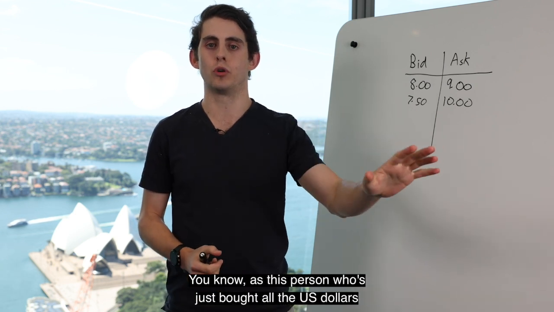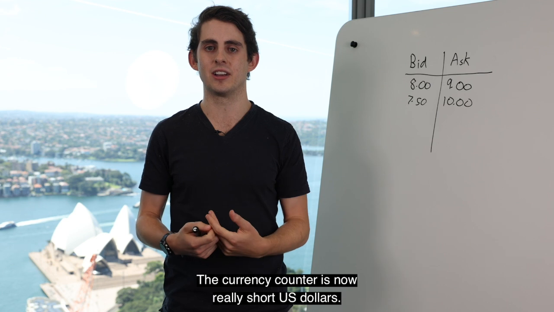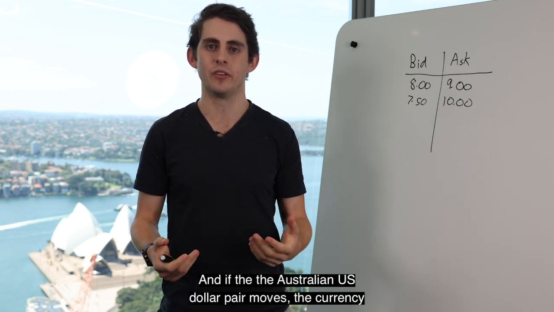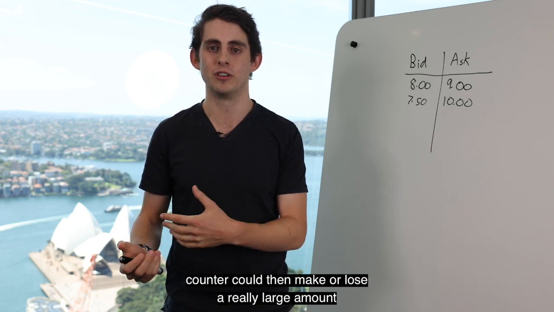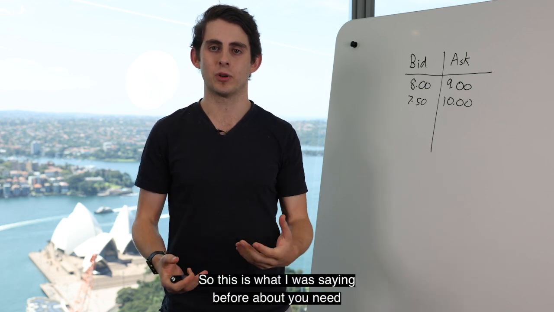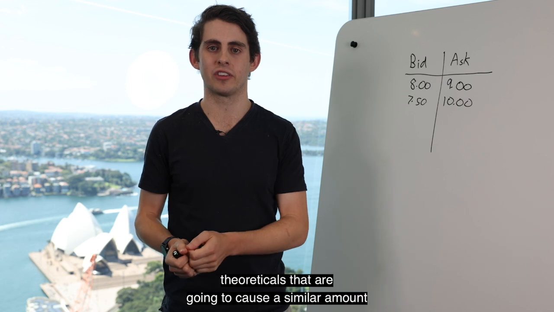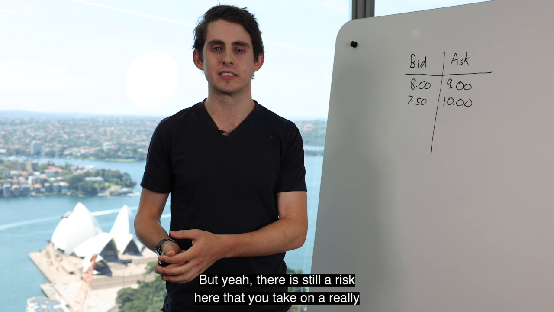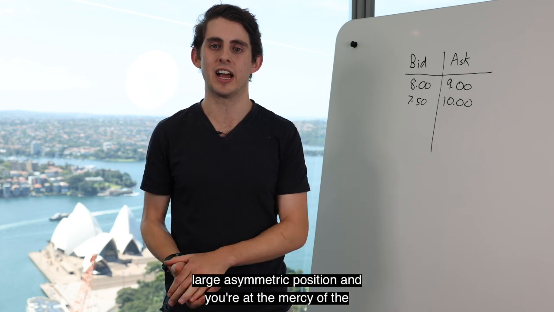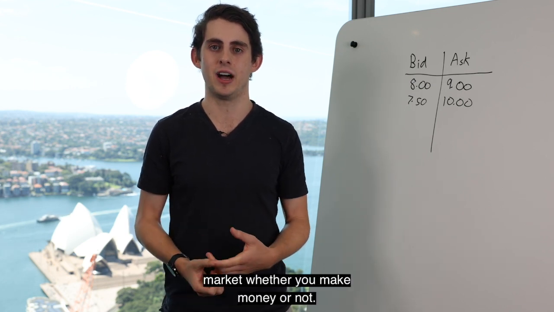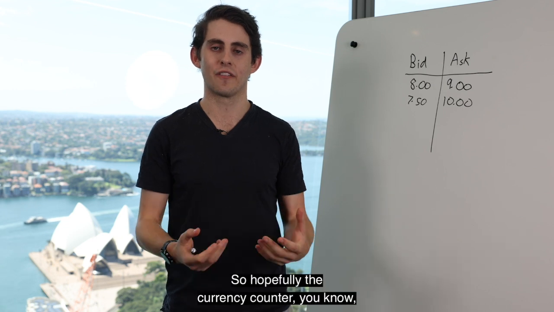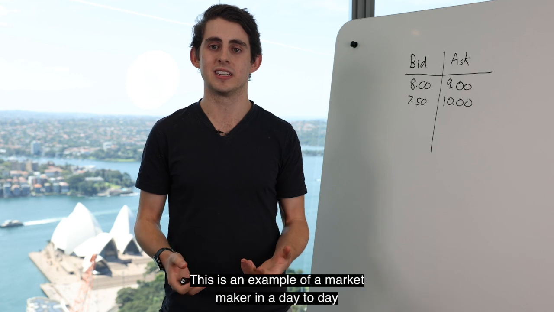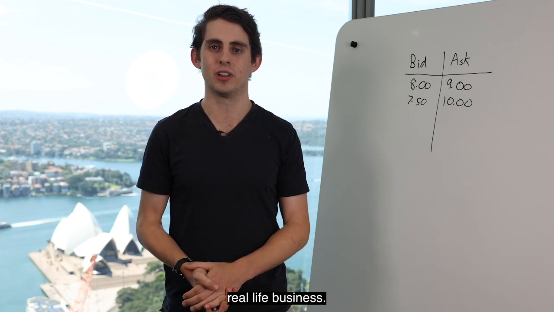As this person who's just bought all the US dollars goes on holiday, the currency counter is now really short US dollars. And if the Australian US dollar pair moves, the currency counter could then make or lose a really large amount of money. So this is what I was saying before about needing theoreticals that are going to cause a similar amount of people to buy or sell with you. But there is still a risk here that you take on a really large asymmetric position and you're at the mercy of the market, whether you make money or not. So hopefully a currency counter is an example that we've all seen and interacted with. This is an example of a market maker in a day-to-day real-life business.